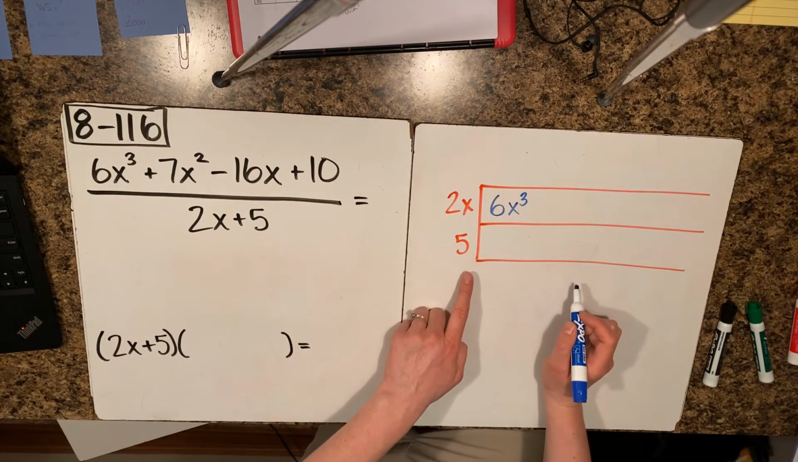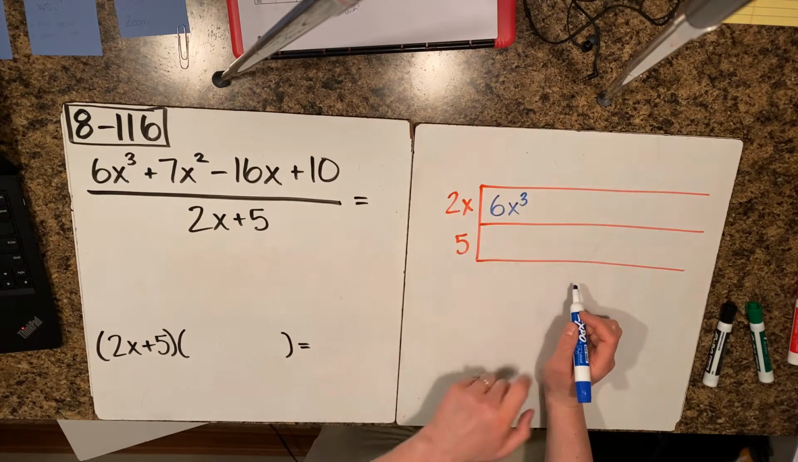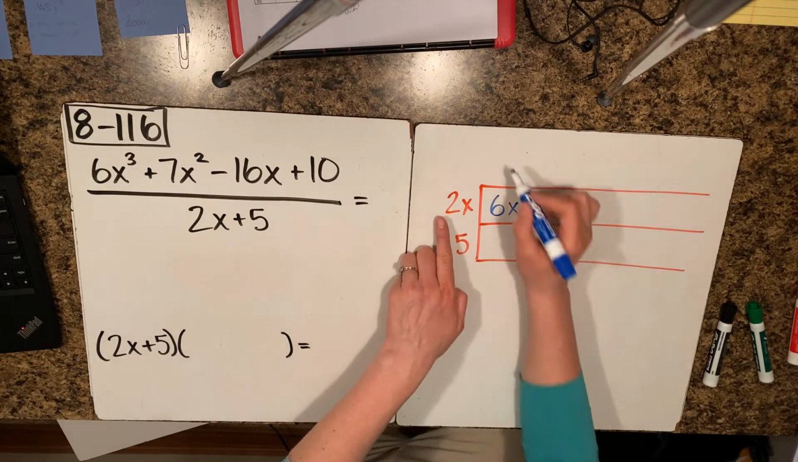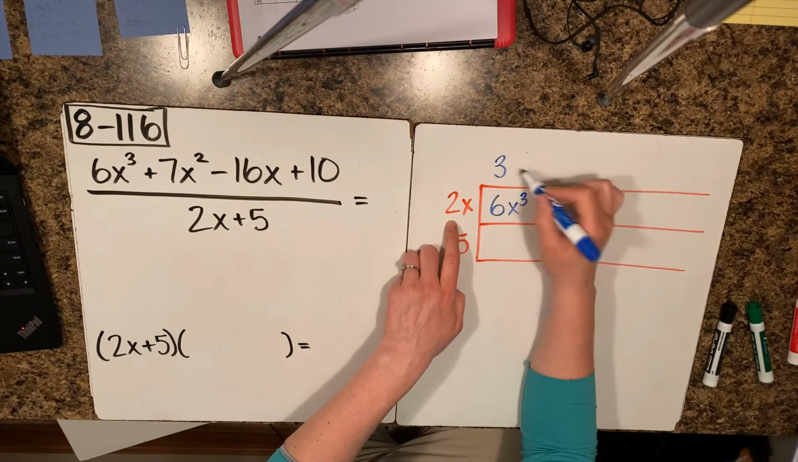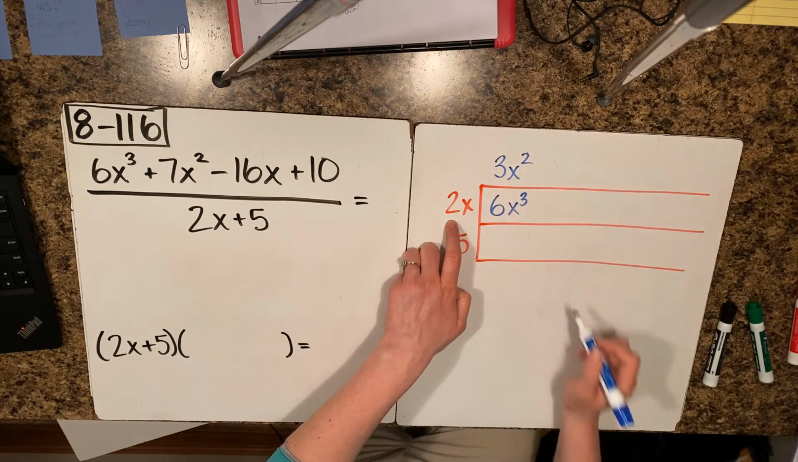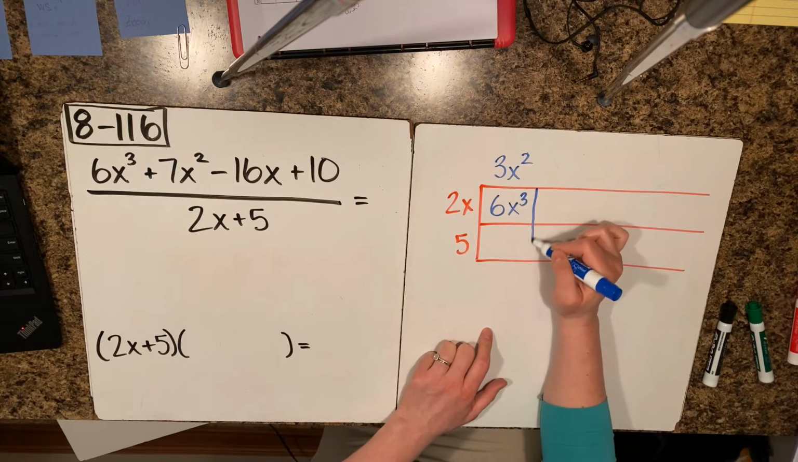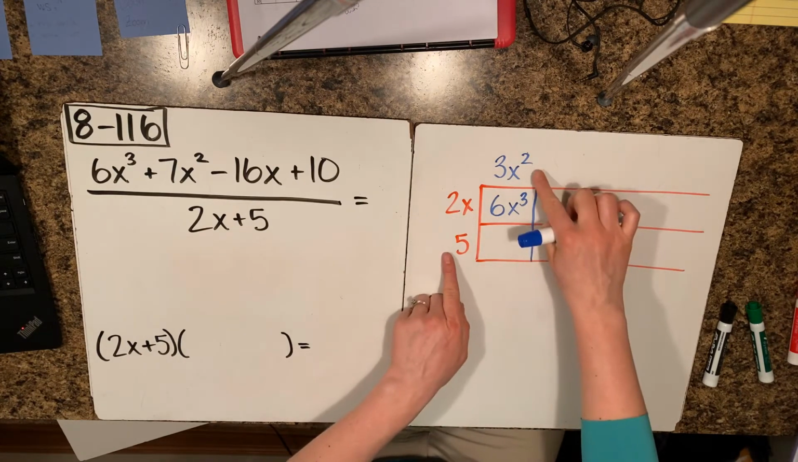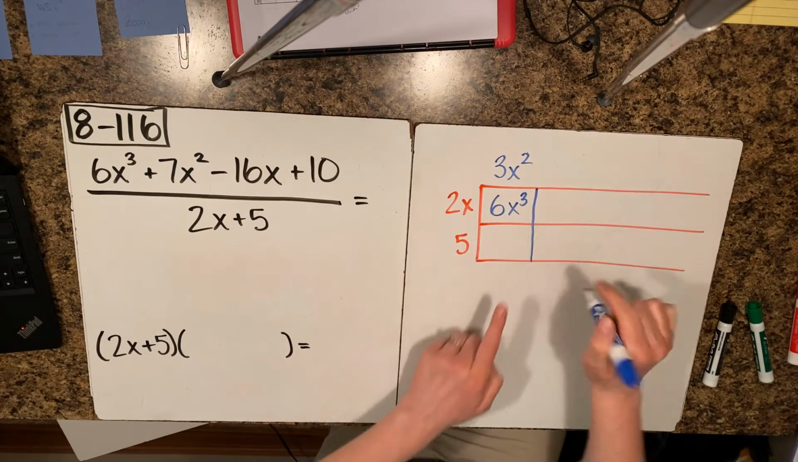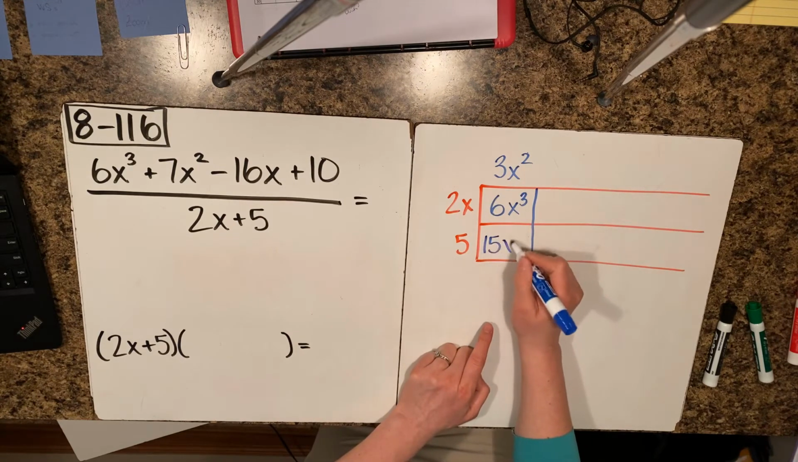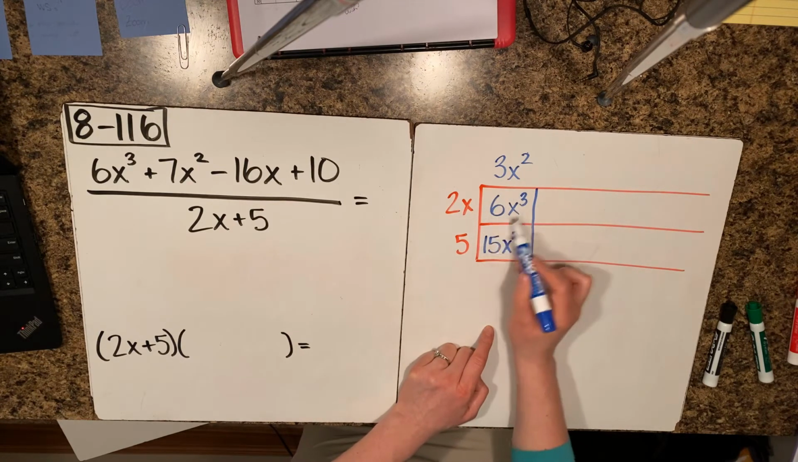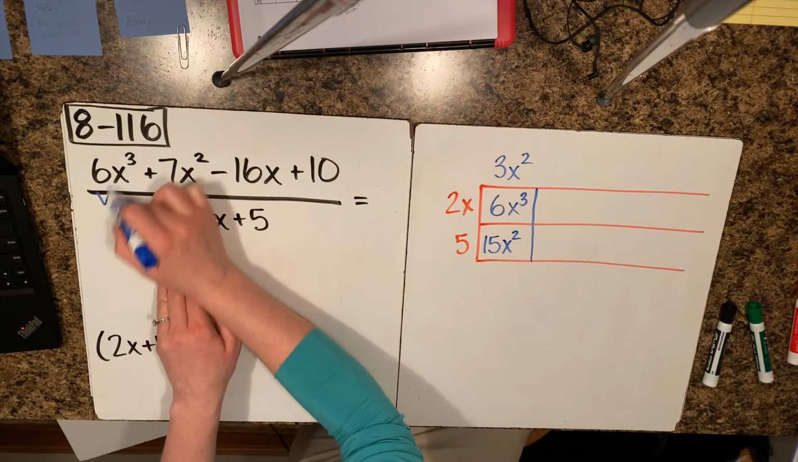I'm going to think backwards. What times 2x gives me 6x cubed? Well, 3 times 2 gives me 6, and x squared times x gives me x cubed. Of course, in a generic rectangle, we have to fill in all the spaces on the inside. So when I multiply these things together, I get 15x squared. Now I have 6x cubed. I'm going to just check that off.